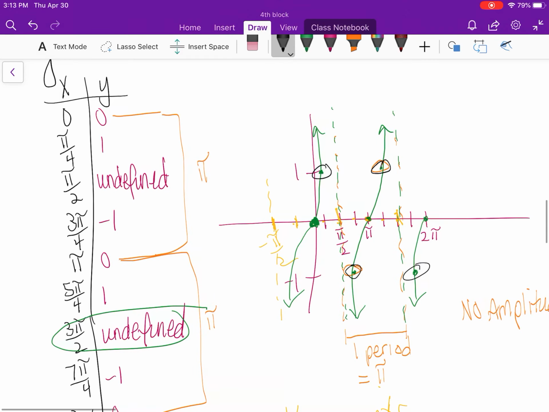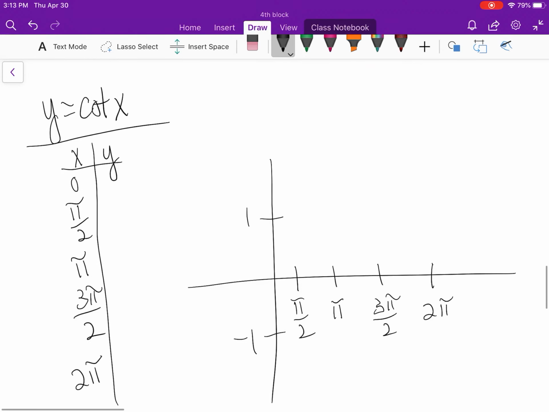Okay, so at 0, our tangent graph had a value of 0. So if I take 0 and find the reciprocal of that, that's going to be undefined. Okay, at pi over 2 for my tangent graph, I had 1. Reciprocal of that is still 1. At pi for the tangent graph, I had undefined. So this time, I'll have 0.